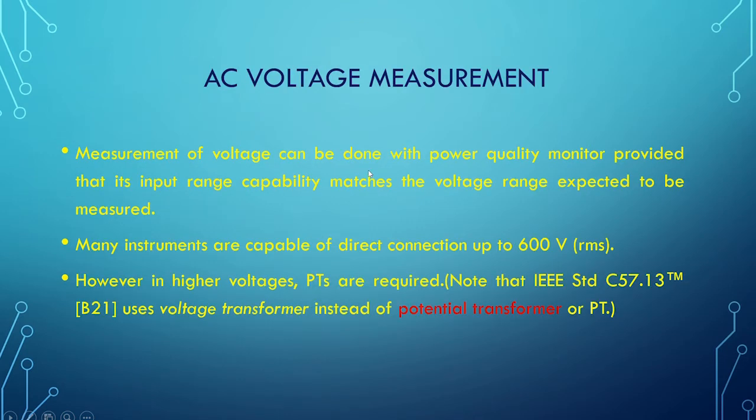Moving on, to take the measurement of AC voltage, it can be done with a power quality monitor, provided that its input range capability matches the voltage range expected to be measured. There are many instruments that are capable of direct connection up to 600 volts RMS. However, at higher voltages, PTs are required.